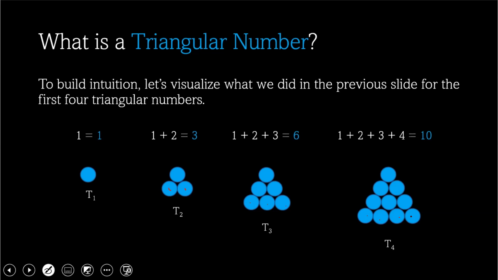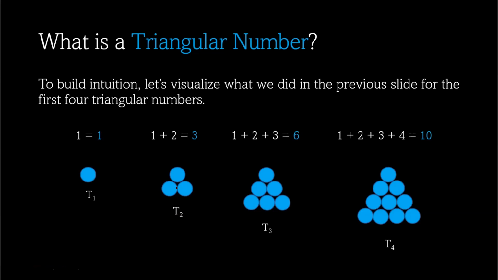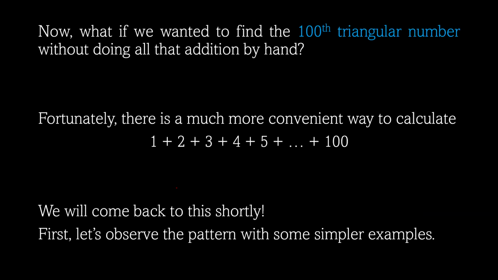And when you push them all together, they form even bigger triangles. So let me see if I can clear this. Okay, so what if we wanted to find the 100th triangular number without doing all of the addition by hand? So on the 100th row, we would have the sum 1 + 2 + 3 + 4 + 5 all the way to 100.